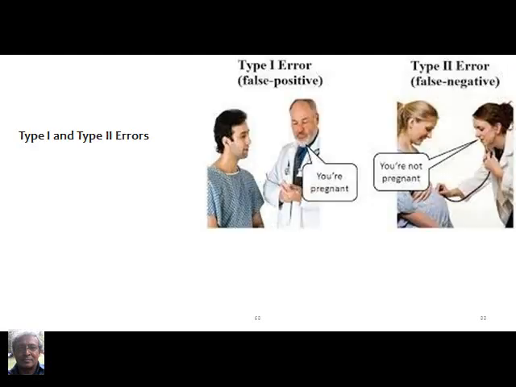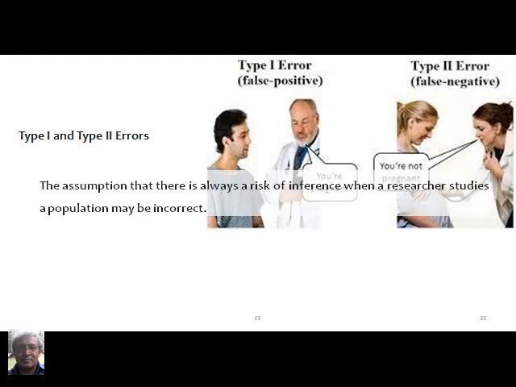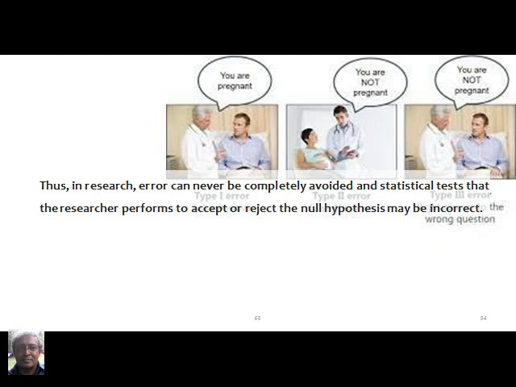Type I and type II errors. The assumption that there is always a risk of inference when a researcher studies a population may be incorrect. Thus, in research, error can never be completely avoided, and statistical tests that the researcher performs to accept or reject the null hypothesis may be incorrect.